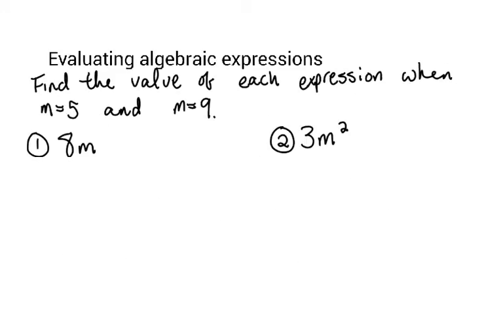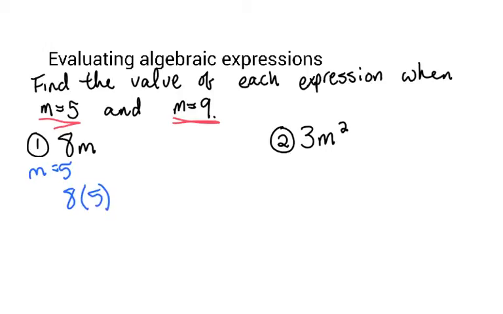Alright, so the first thing we're going to do is evaluate expressions. Notice they're expressions 8m and 3m squared because they do not have equal signs. The instructions will say something like, find the value of each expression, and in this case we're going to find it when m equals 5 and when m equals 9 for each problem.